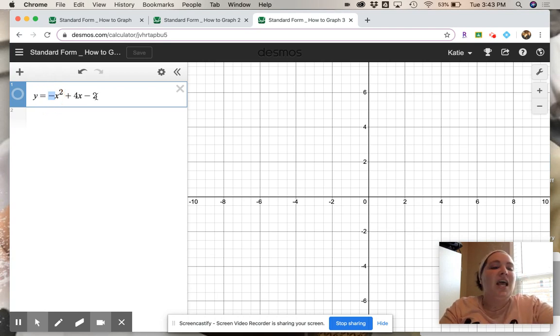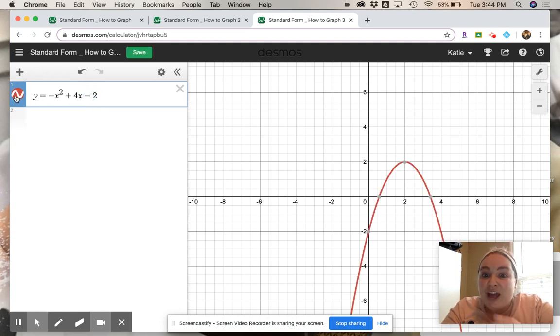Very good. And then what does this tell me? That the y-intercept should be -2. Great job. So I should be looking for a graph that looks like this. It's got a negative orientation, and I can see over here that it's crossing the y-axis at -2.